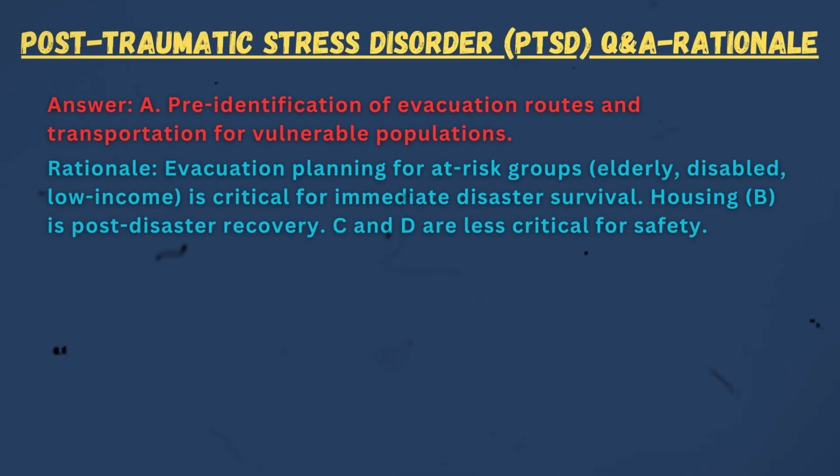Answer: A. Pre-identification of evacuation routes and transportation for vulnerable populations. Rationale: evacuation planning for at-risk groups, elderly, disabled, low-income, is critical for immediate disaster survival. B, housing, is post-disaster recovery. C and D are less critical for safety.